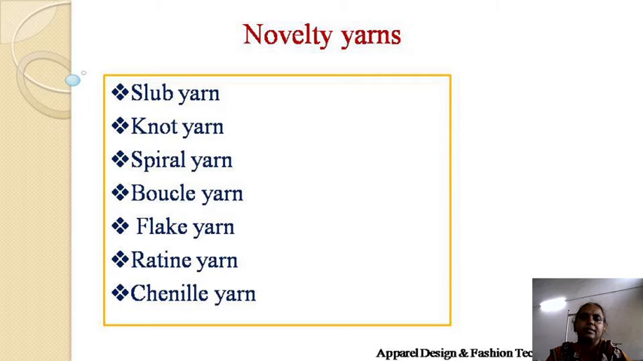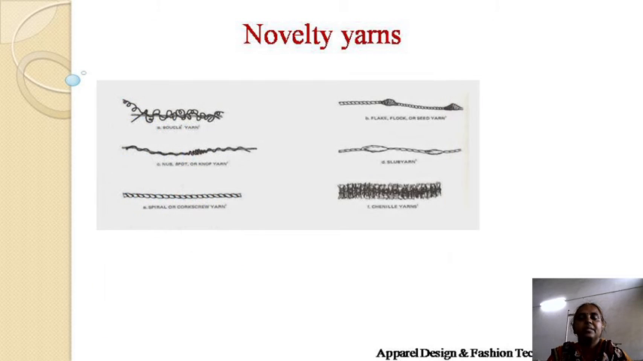Which are the novelty yarns then? Slub yarn, knot yarn, spiral yarn, bocal yarn, flake yarn, rattan yarn, chenille yarn. This comes under novelty yarns. You have to remember all these yarns. These are the diagrams: slub, flake, chenille, rattan, spiral yarns. You have to remember all these.